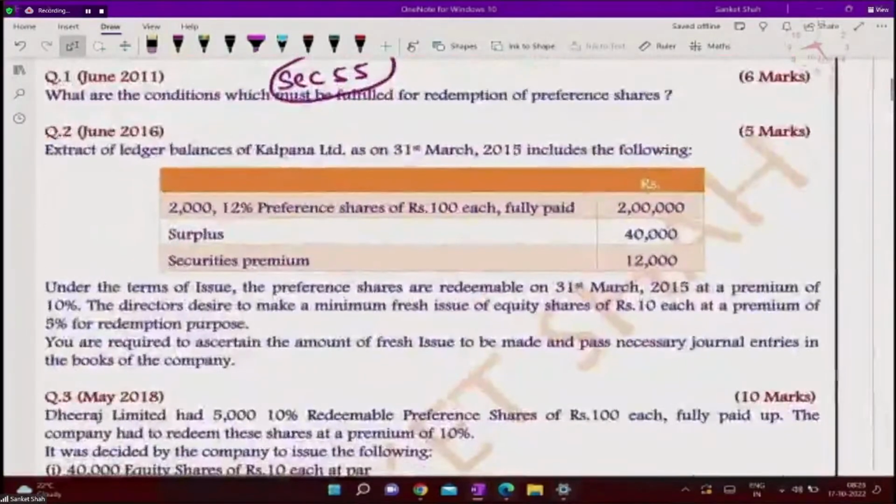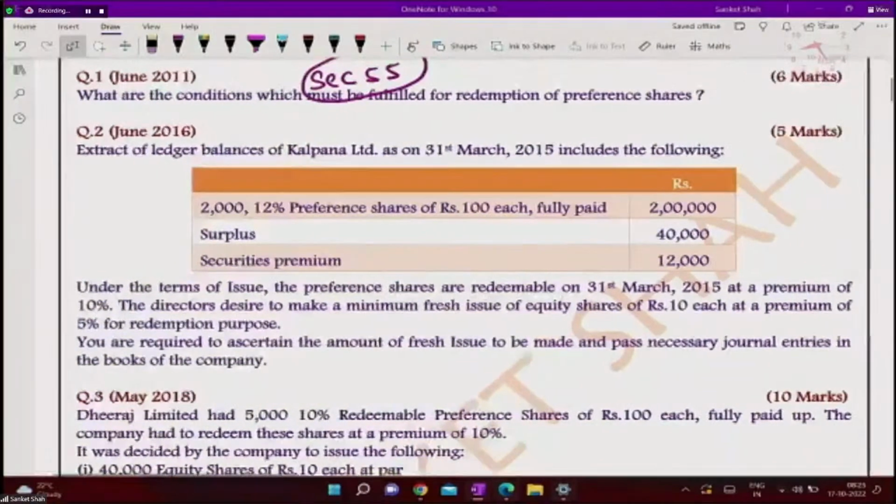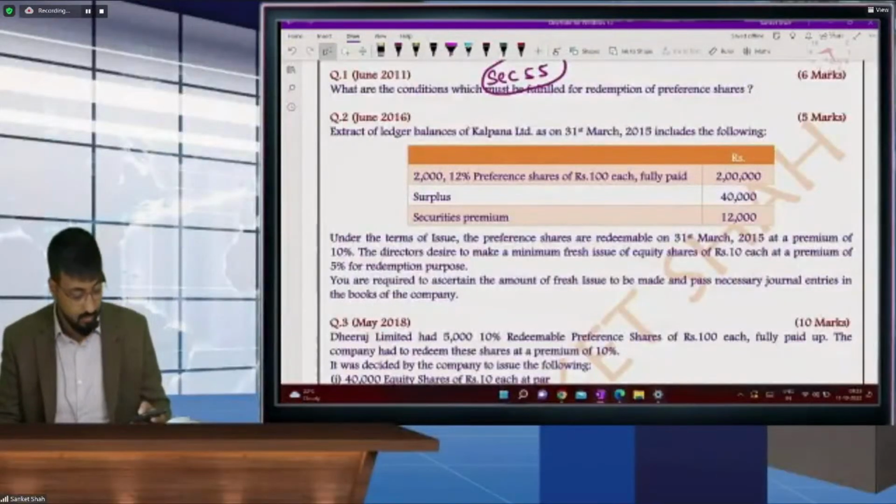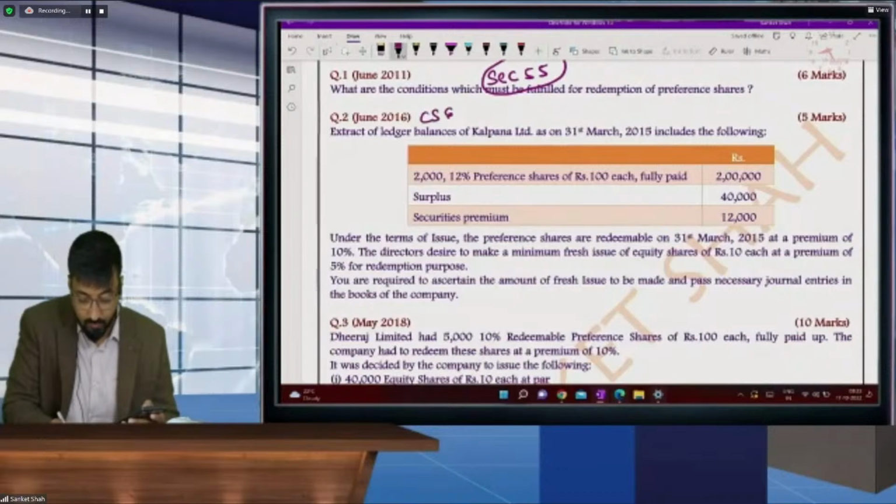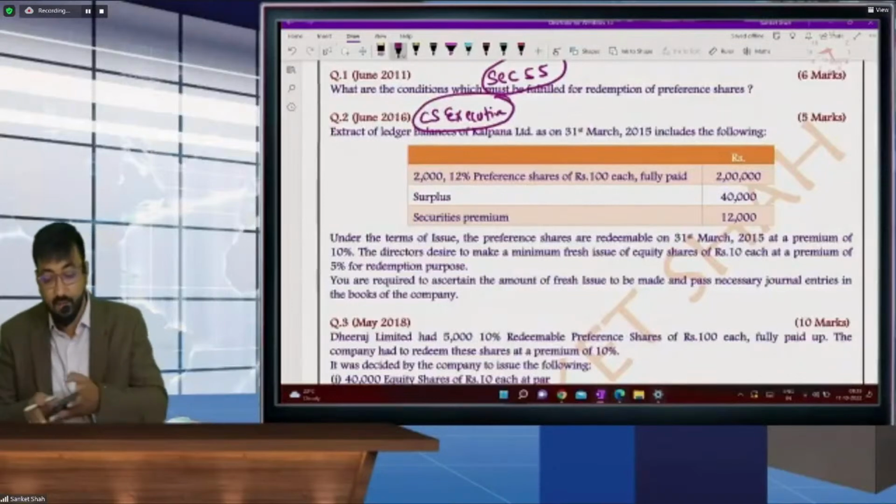In June 2016, in the CS executive exam, beta, not in our intermediate exam, the second question was there, June 2016. But this is a CS executive question. If time permits, I will take this question. Otherwise, let's take it.